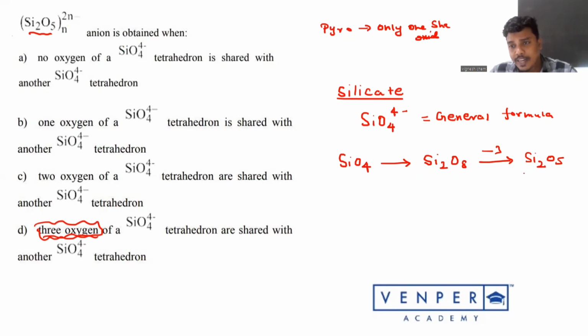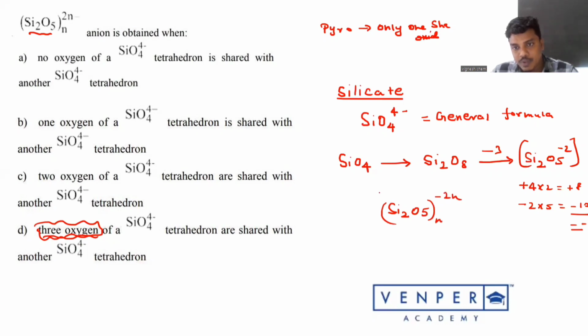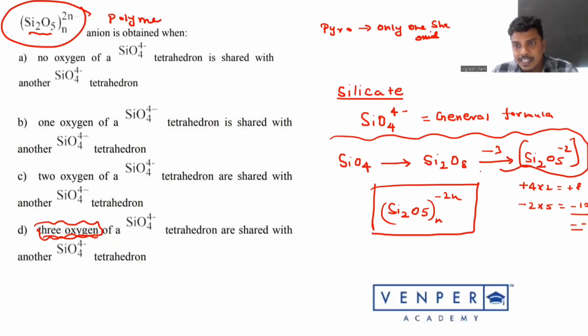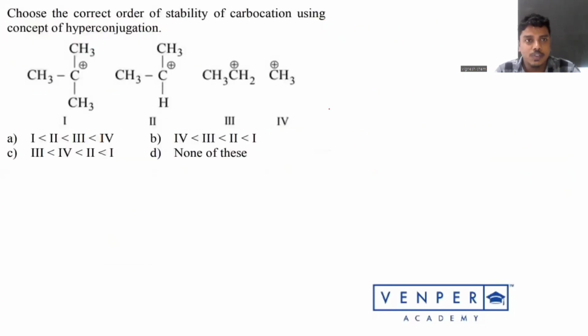Now see, silicon is plus 4, so plus 4 into 2 is plus 8. Oxygen is minus 2 into 5, which is minus 10. Therefore the charge is minus 2. This is the monomer. What is the polymeric formula? Si2O5 to the n, with charge 2n minus. The three corners are shared by silicon. This is the polymeric form. Using this trick, we can generate the silicate formula. Now go to the next question.